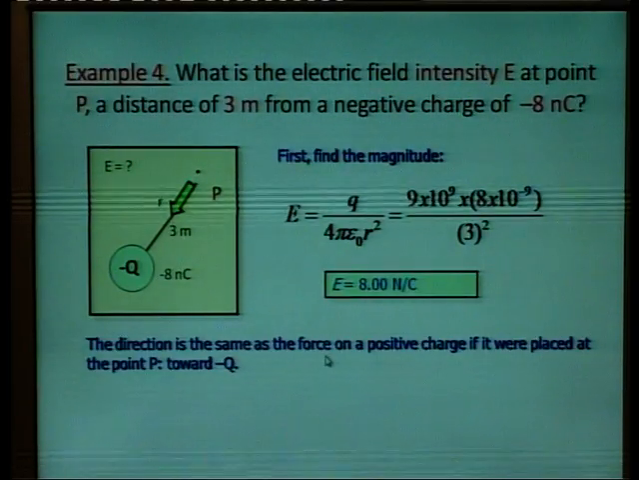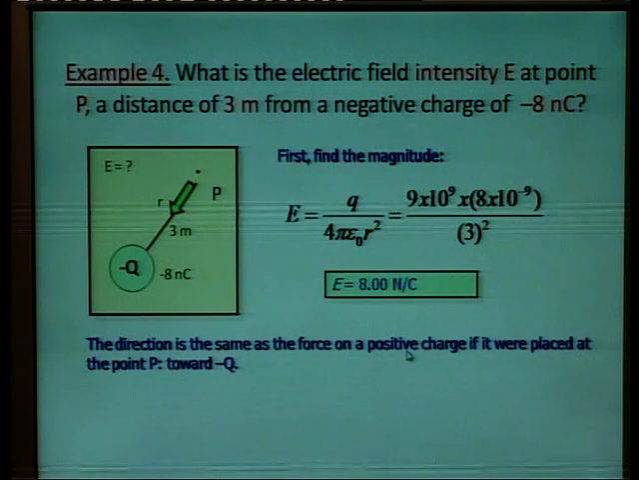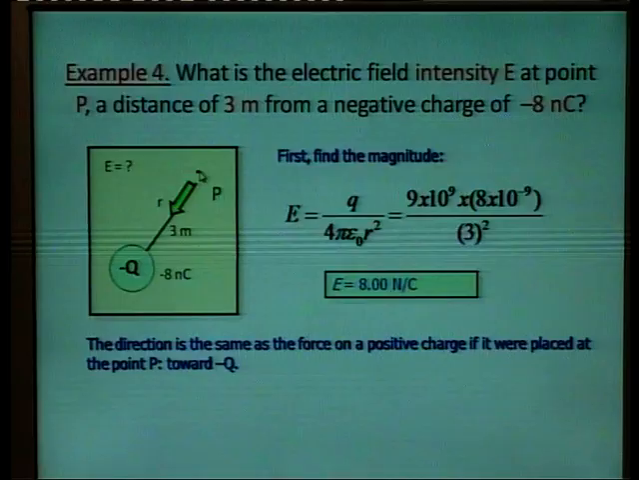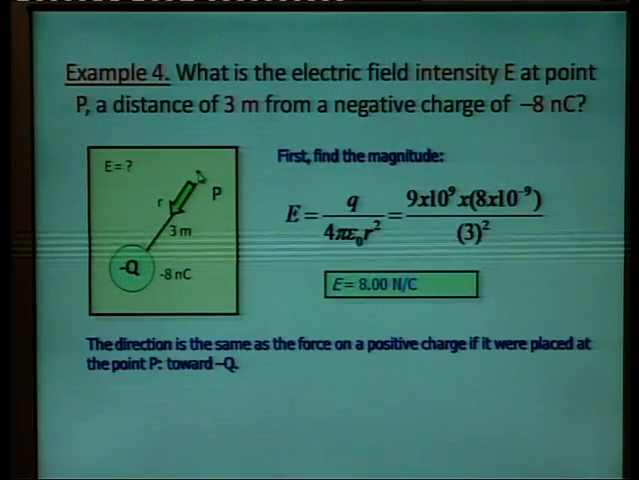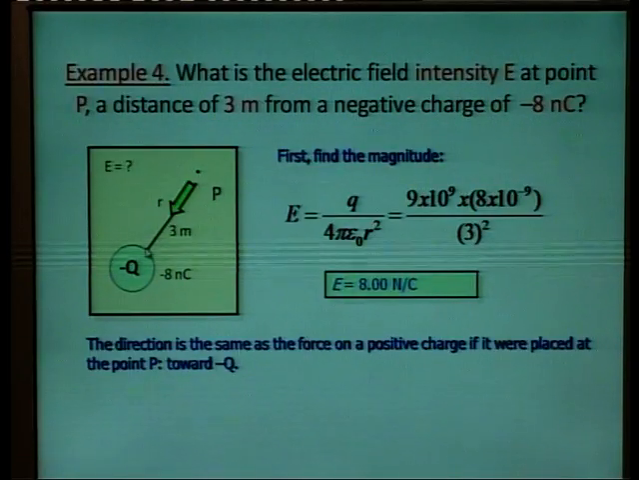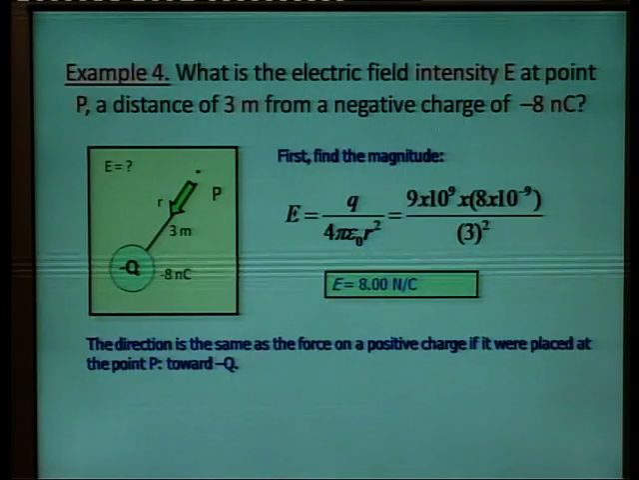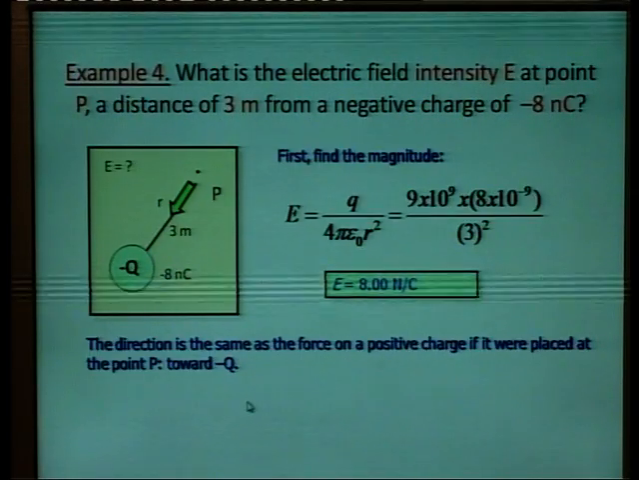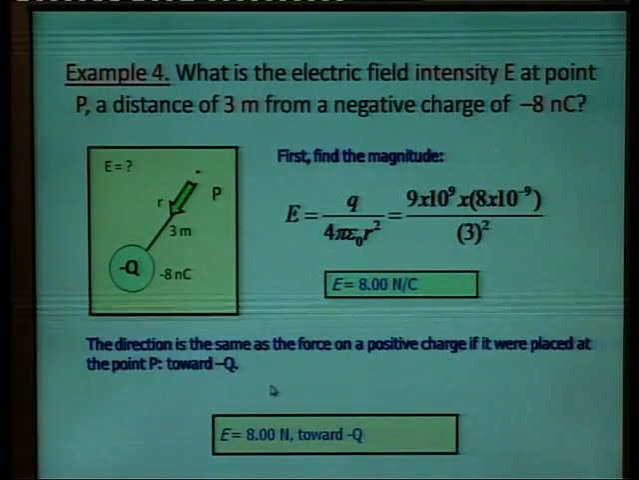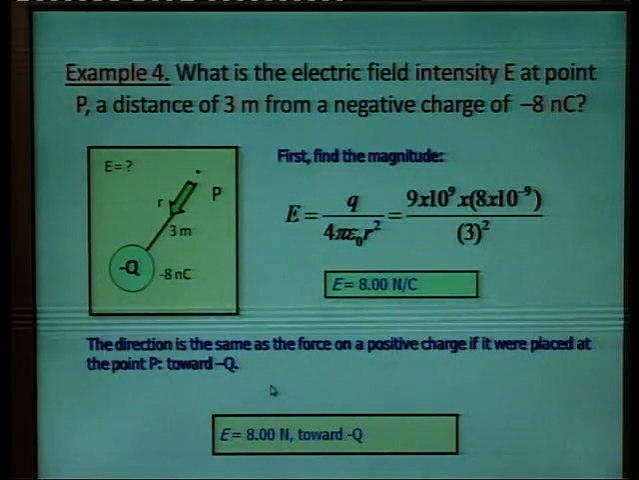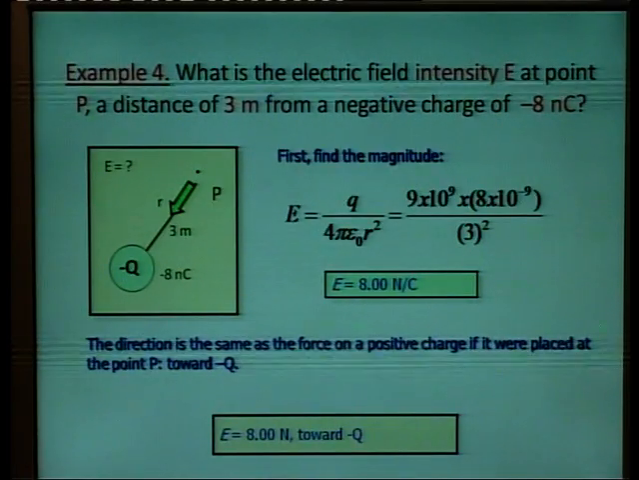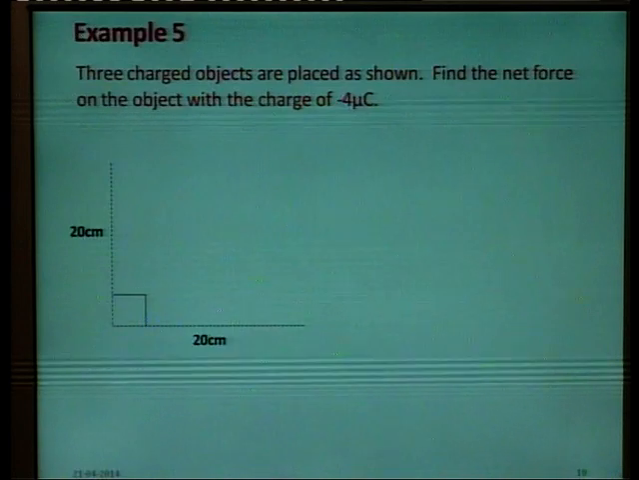Direction is the same as the force on a positive charge. Which way the force will act, I told you to place a unit positive charge, and this is a negative charge. So, the unit positive charge will be attracted towards this. So, the electric field direction is the same as the force direction, that is towards minus q. So, electric field is 8 newtons per coulomb. You will write it like this, that electric field intensity at point P is 8 newtons per coulomb towards minus q charge.